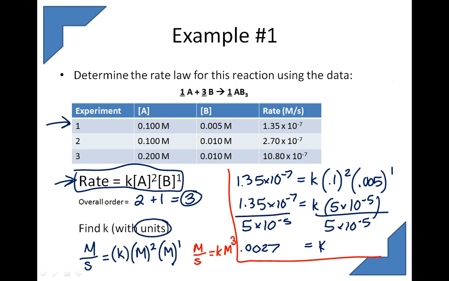Now we want the units on K to be something that will cancel out molarity and end up with per second. So mathematically we'll divide both sides by M to the third. That's a 3. So molarity here will cancel out with, sorry, with 1, leaving 2. So molarity squared. So then the units on K are 1 over molarity squared second.